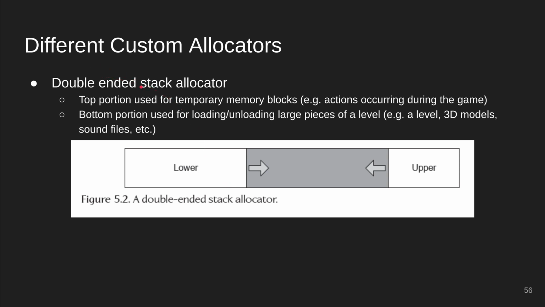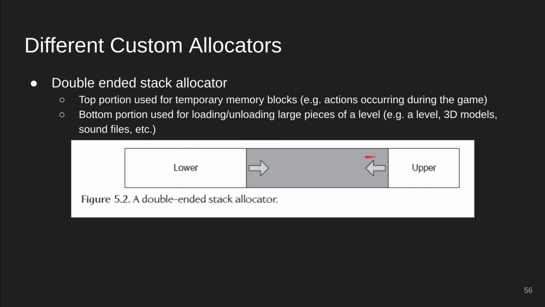So this is a stack allocator that you can have as well, but it's a double-ended stack allocator. You have the top portion of your stack for temporary objects, maybe explosions or whatever, and the bottom portion is used for larger assets. This lower portion is for things that are going to live a long time, the main character, the level. You can grow from there.